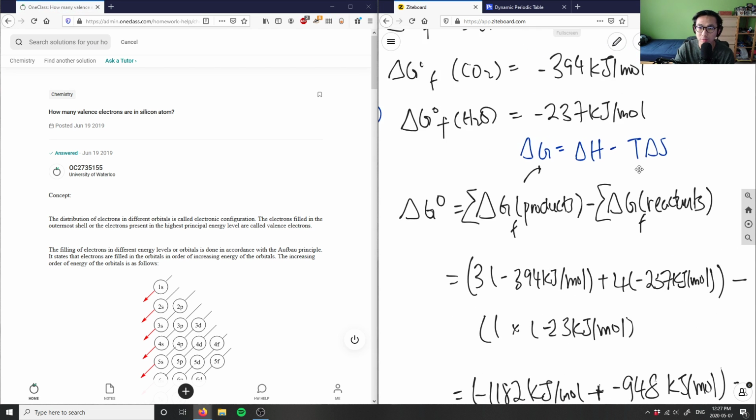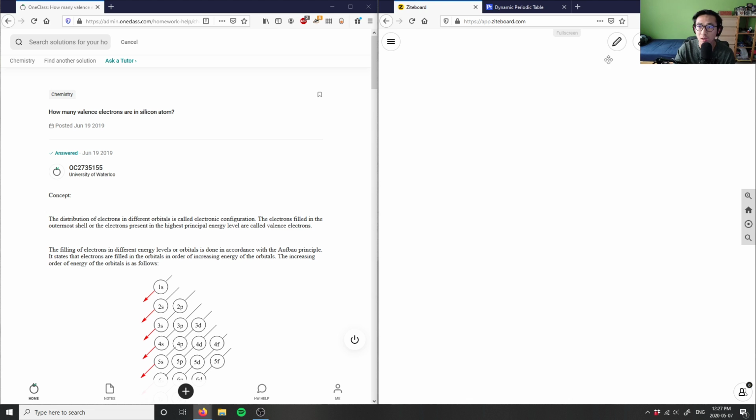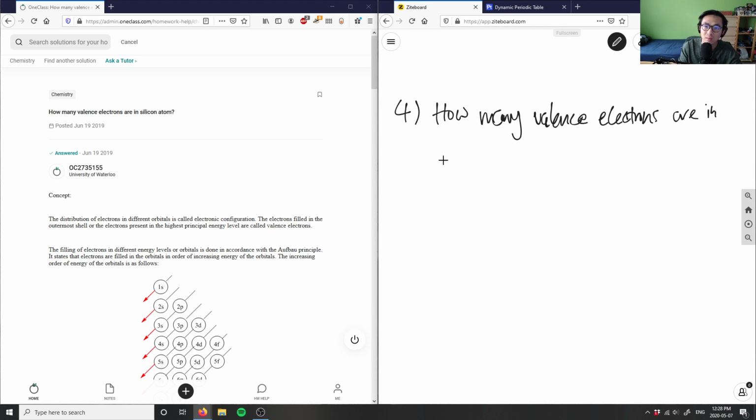Okay, next question, I believe it's 4 here. It's asking us how many valence electrons are in the silicon atom? So there's a couple ways to think about this problem, depending on when it's asked. If this was asked in terms of a lower level chemistry or science course, you would basically draw a Bohr-Rutherford diagram and think about how many valence electrons exist in the shell. So let me just do that one first.